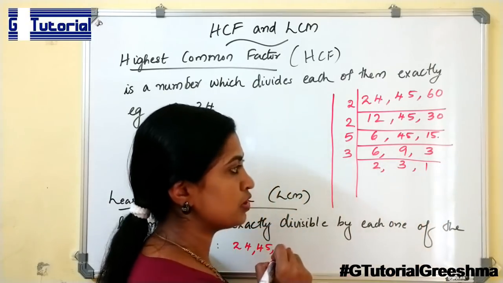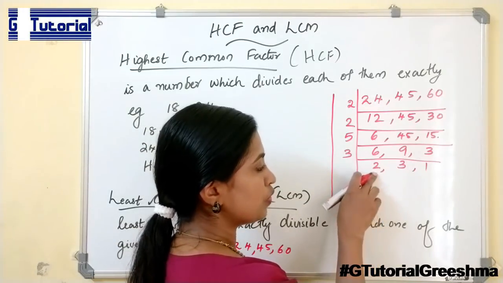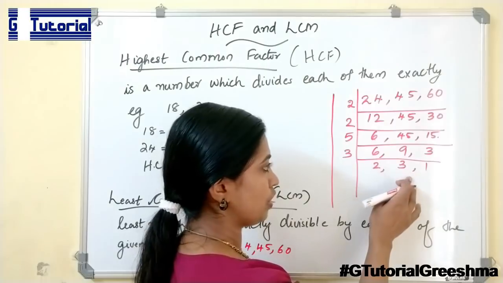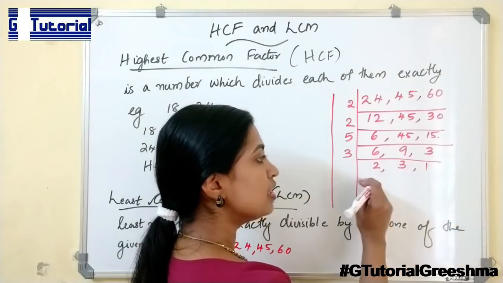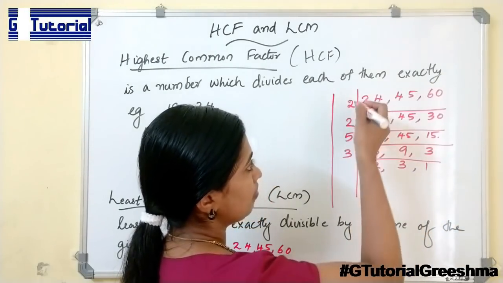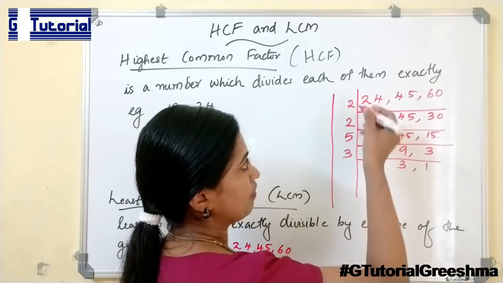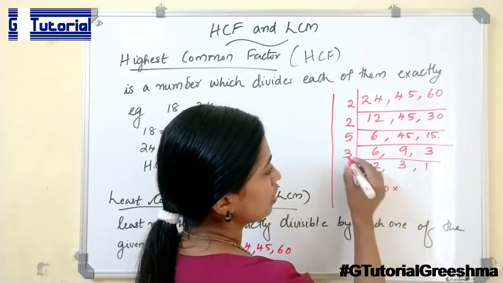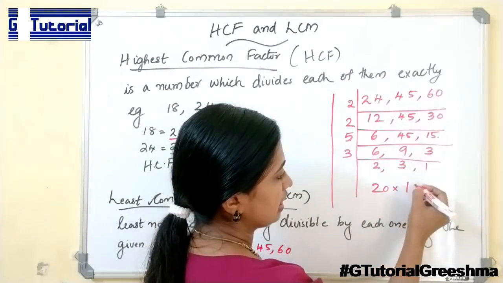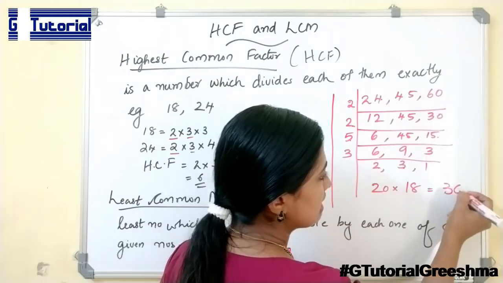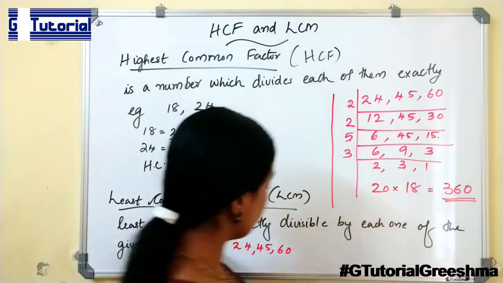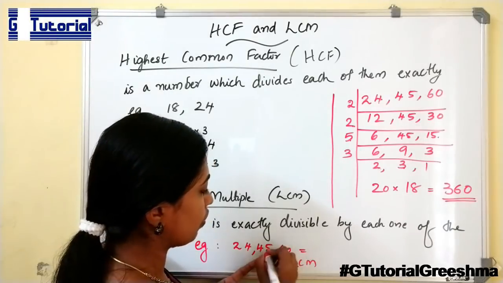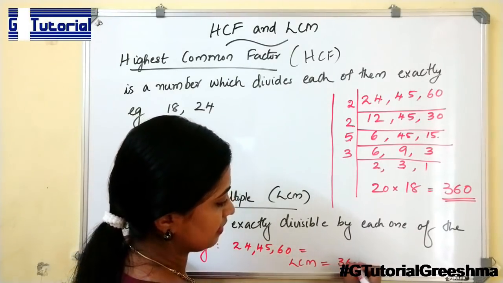Again, division is not possible because 2 is a prime number which cannot be divided by any other prime numbers. 3 is also a prime number which cannot be divided. So, this much is enough. Multiplication gives the value of LCM. 2 into 2 is 4. 4 5s are 20. 20 into 3 is 60. 60 into 6 is 360. So 360 is the LCM of these three numbers. LCM of 24, 45 and 60 is 360.